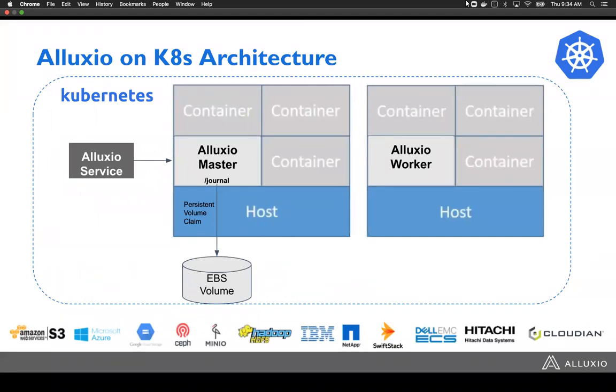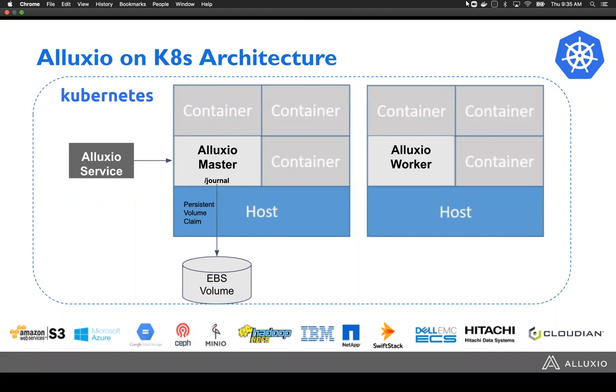Okay, so getting closer to the demo, I'll talk a little bit about the architecture of Alluxio on Kubernetes. In this picture, I have two physical hosts running different containers. The host on the left is running the Alluxio master container, and the host on the right is running the Alluxio worker container. Like I mentioned, Alluxio master is the daemon which stores the journal and the metadata for the distributed file system. Alluxio service is used by clients to identify and connect to the Alluxio master. So even if the Alluxio master switches from the host on the left to the host on the right, an Alluxio client would still be able to connect to the Alluxio master using the Alluxio service, which provides a DNS hostname for any client, regardless of the physical location of the Alluxio master container.